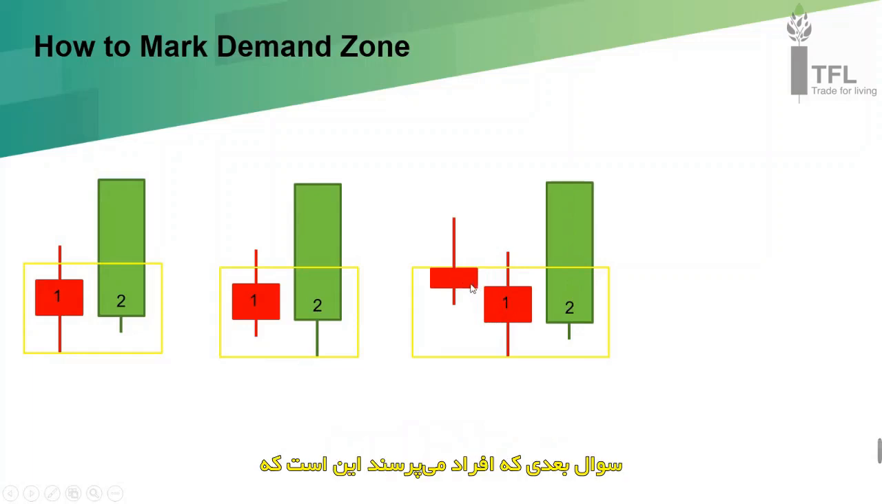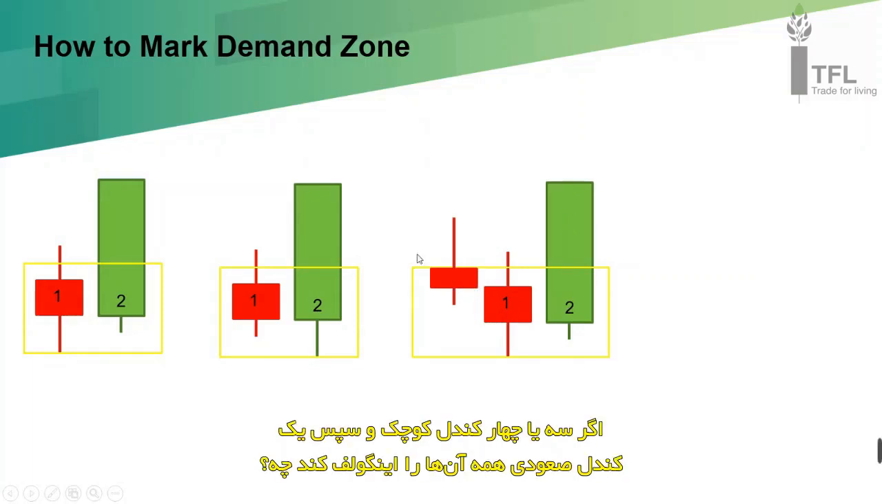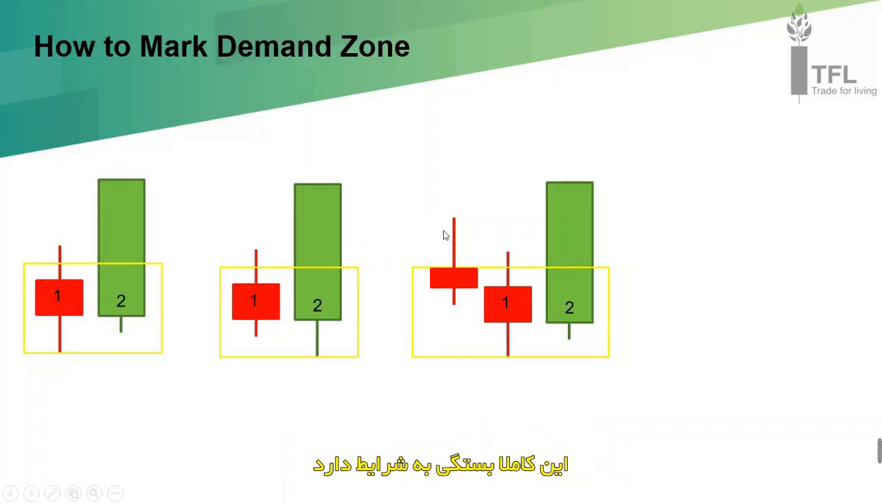The next question a lot of people will ask is, what happens if there is number 3 or number 4 and then one big candlestick engulfs everything? It depends on the situation. I cannot tell you about that, because it's all about experience and different situations.